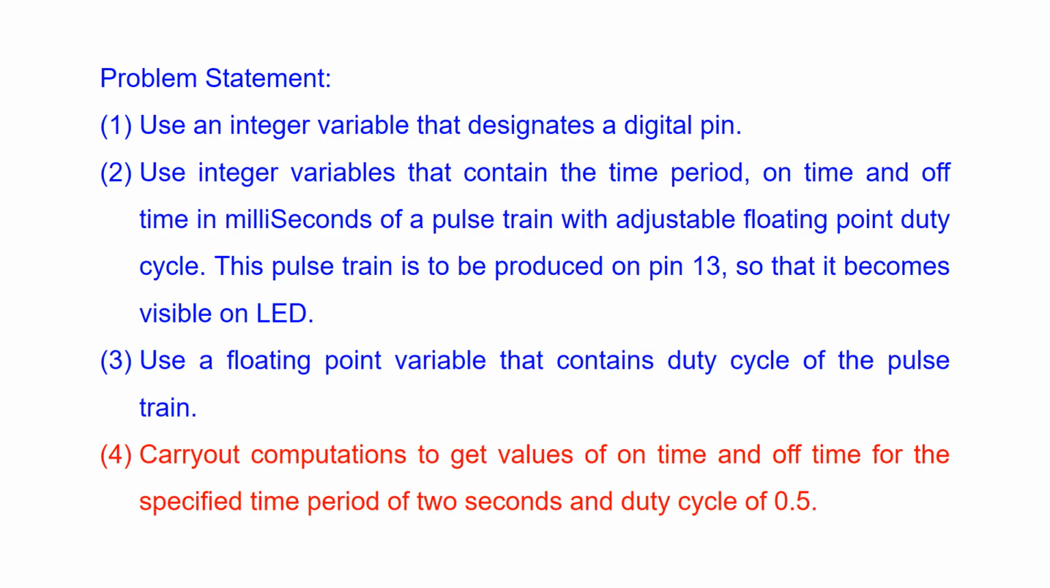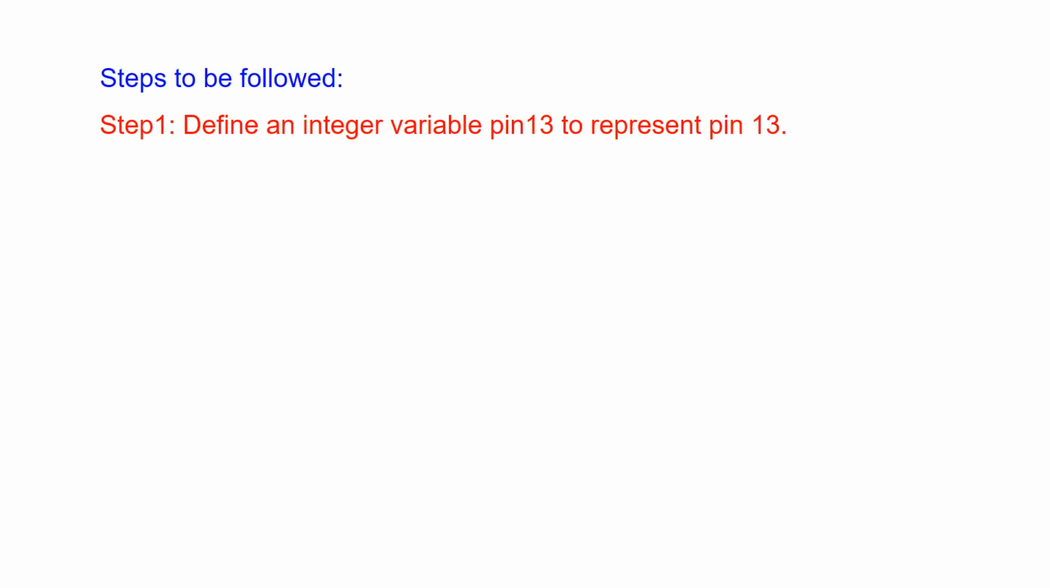Carry out computations to get values of on time and off time for the specified time period of 2 seconds and duty cycle of 0.5. Let us put down the steps to be followed for achieving the desired task. Step 1. Define an integer variable named pin 13 to represent pin number 13.